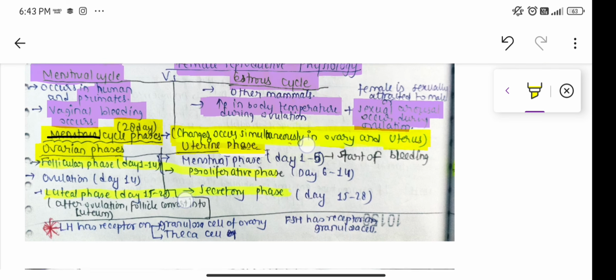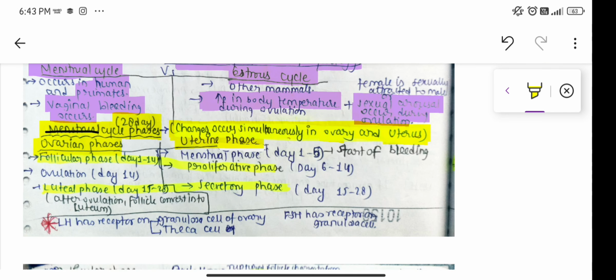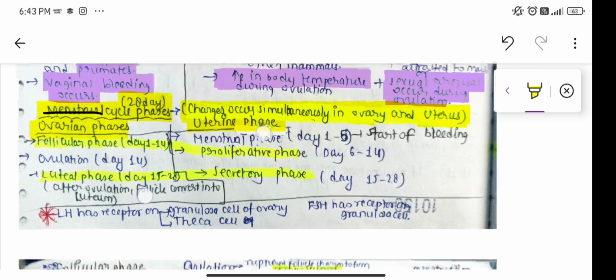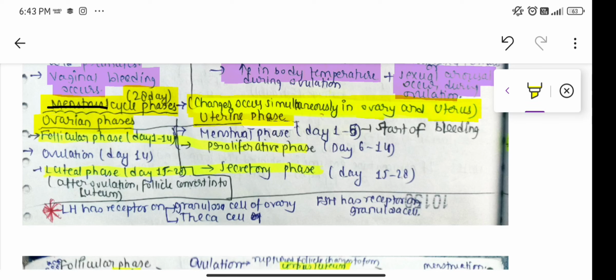These two phases occur simultaneously at the same time. Some changes are occurring in the ovary, and at the same time some changes are occurring in the uterus. The ovarian phase can be divided into three further phases: the follicular phase, ovulation, and the luteal phase.